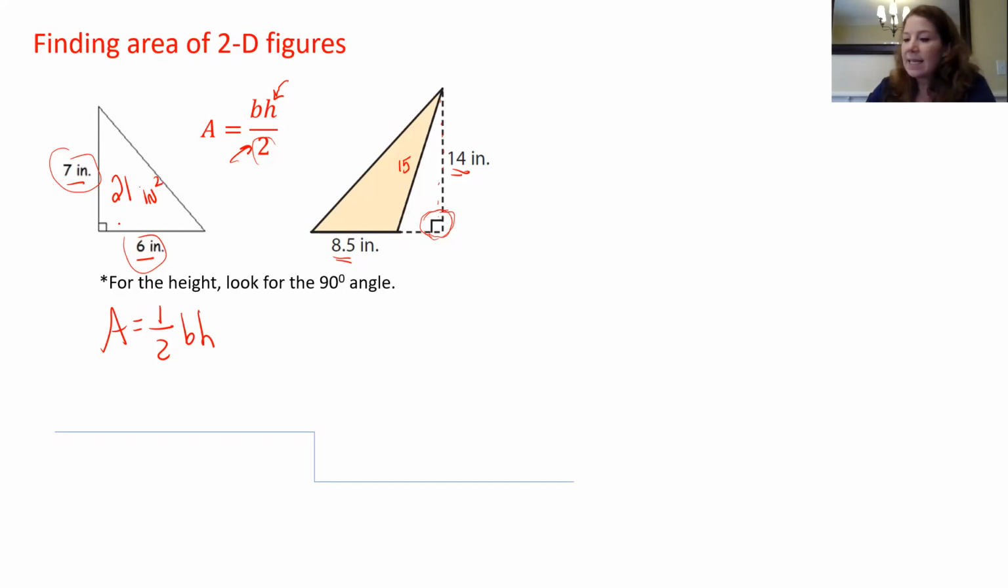And then 14 times 8.5 is 119, divided by 2. That would be 59.5 inches squared.